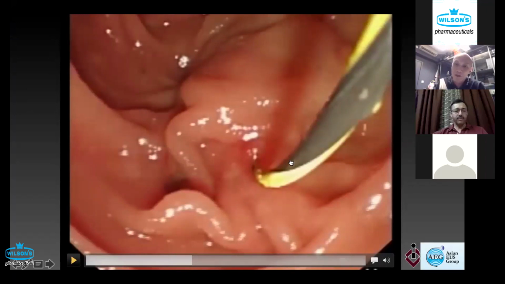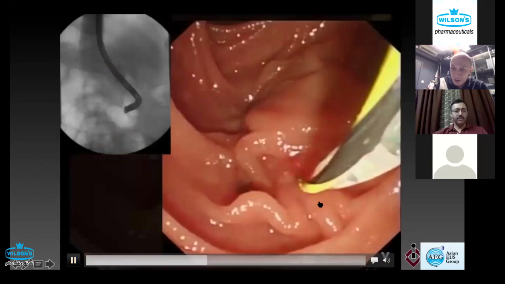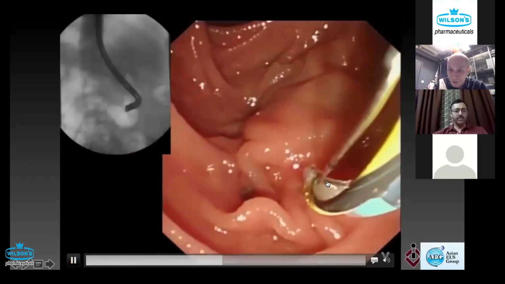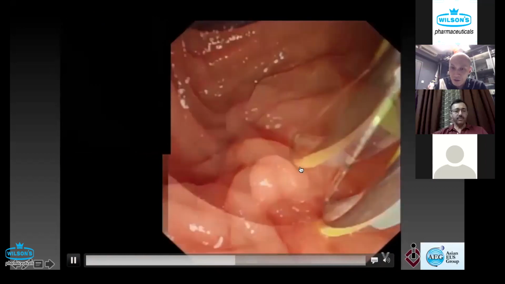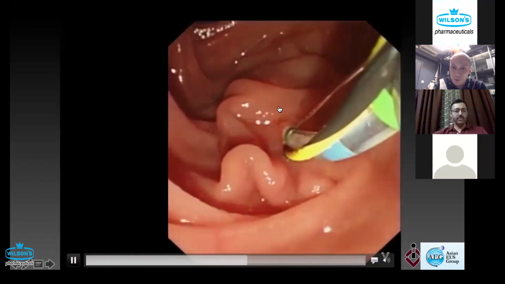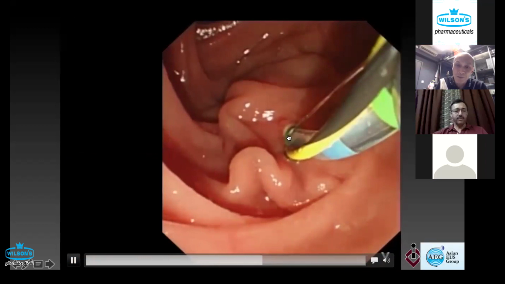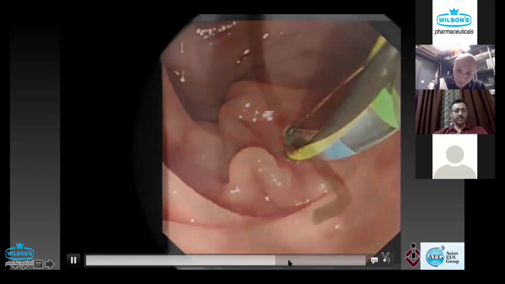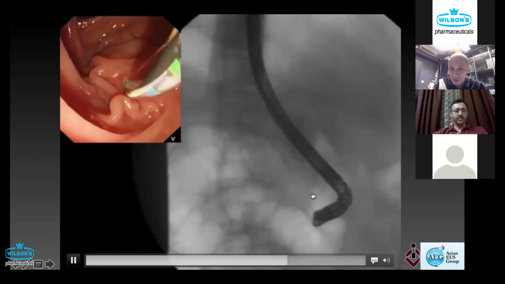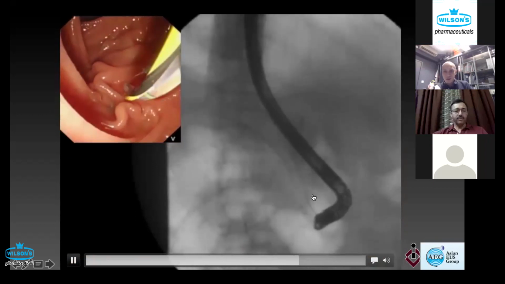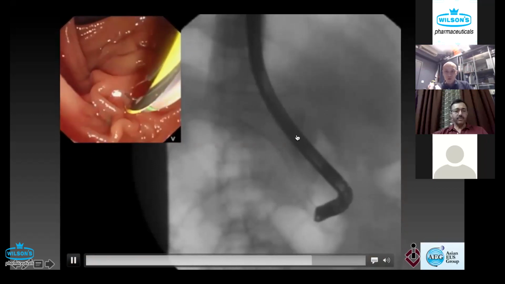So after the PD wire insertion, I always take a look at the papilla. The CBD opening should be around here, slightly higher, and then angulated towards the 11 to 12 o'clock position. If you look at my catheter, it comes in at this direction, slightly higher, and angulated to the 11 to 12 o'clock position. With the first pass attempt, the guide wire was already passed into the CBD. So right here, the guide wire is going into the CBD.